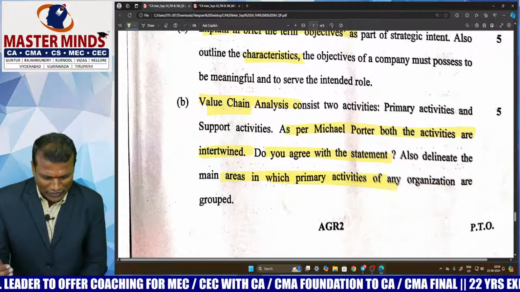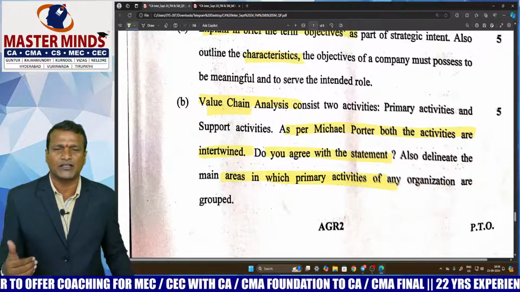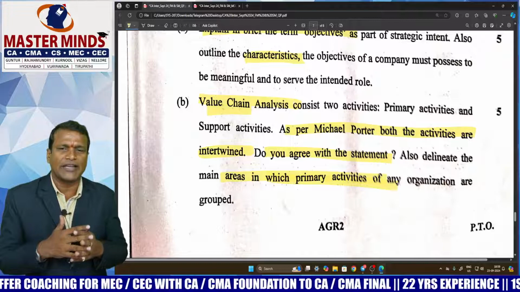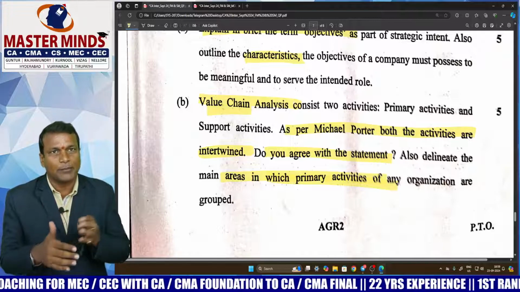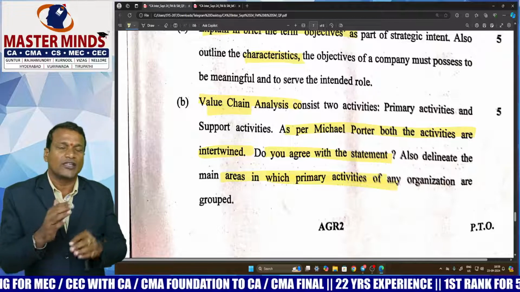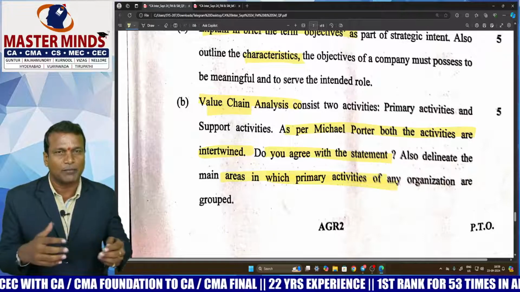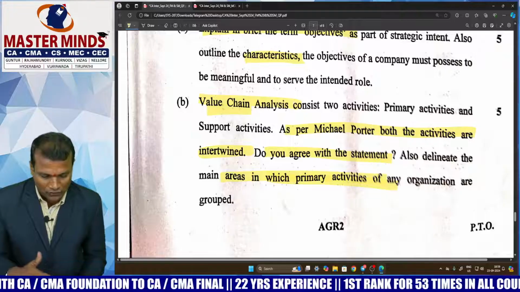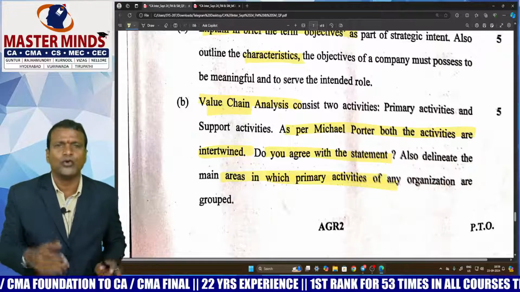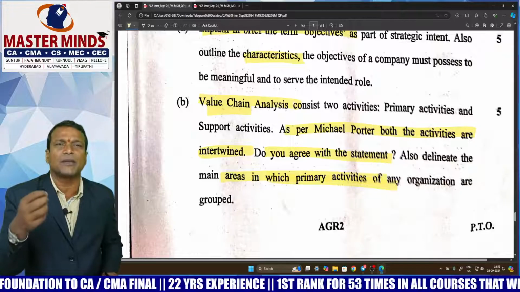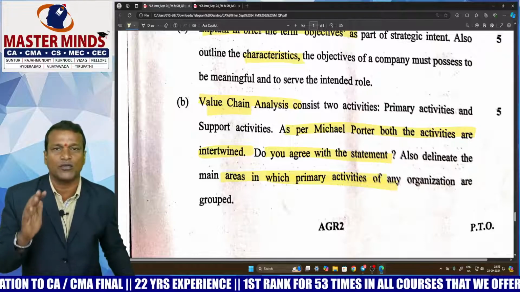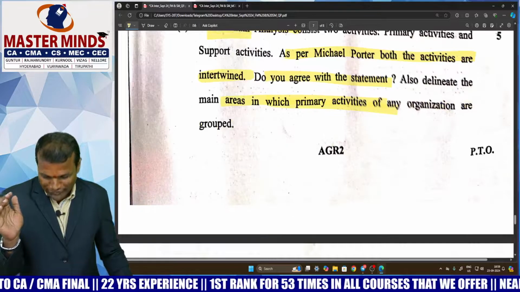He's talking about value chain analysis having primary and supporting activities. Both primary and supporting activities are interdependent, means they are intertwined. If you excel at both primary and supporting activities, then only you can deliver maximum value to the consumer. Do you agree with this statement? Definitely true. He's asking us only to explain the primary activities because it's a 5-mark question. No need to explain the supporting activities at all.